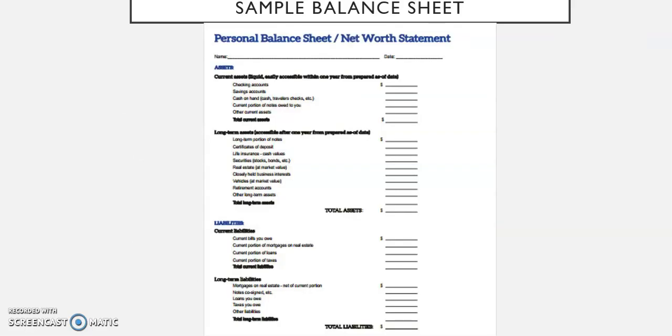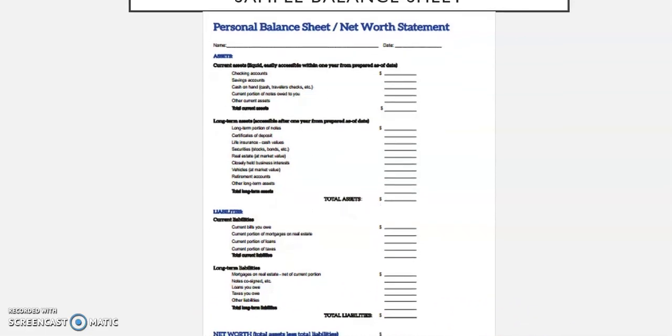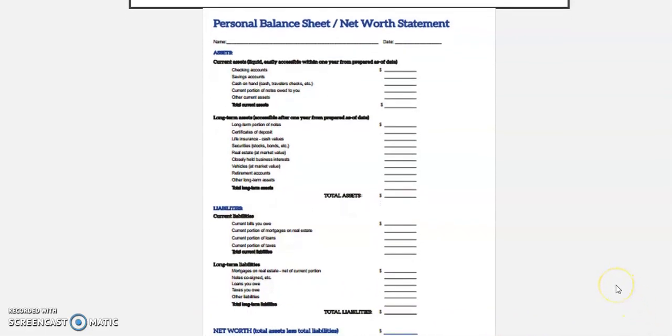All right, so here's what a sample balance sheet might look like. Again, these are just templates, but you can see you're going to list your assets, your tangible and long-term, total them up, liabilities, short and long-term, total assets, total liabilities, and then your net worth is really just, let me see if I can expand the screen here. There we go. Your net worth is total assets minus total liabilities.